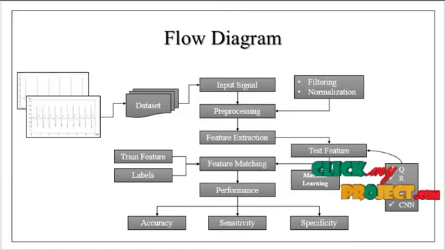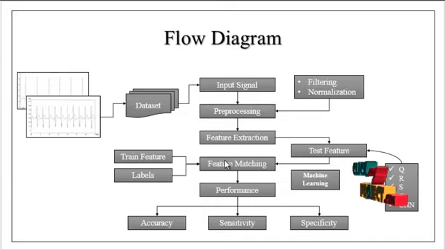Now we are going to discuss the flow diagram of the process. This is the overall working flow of this project. This project consists of the modules: input signal, pre-processing, feature extraction, feature matching, and finally performance estimation. These are the 5 modules in this project. At first, the input signal is taken from the dataset. The dataset consists of both normal as well as abnormal signals.